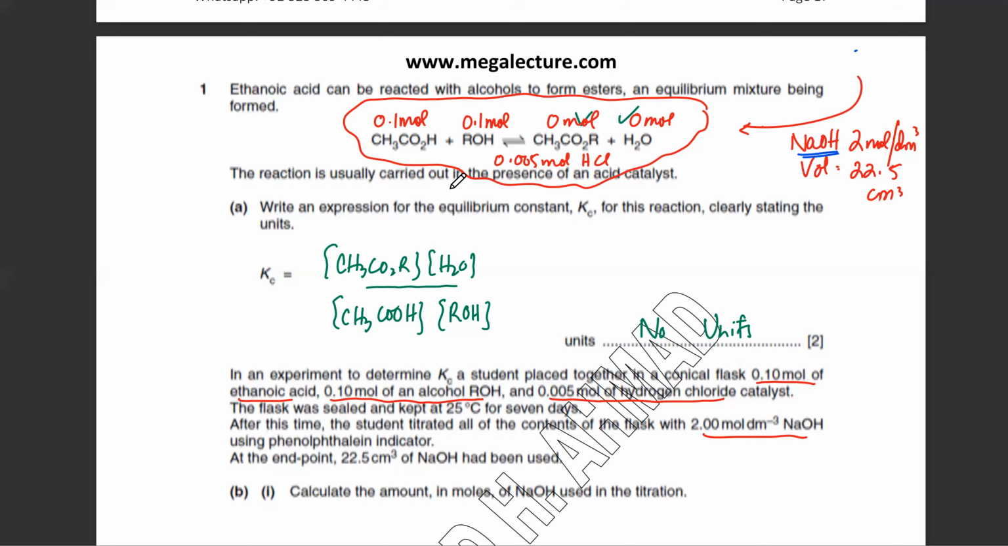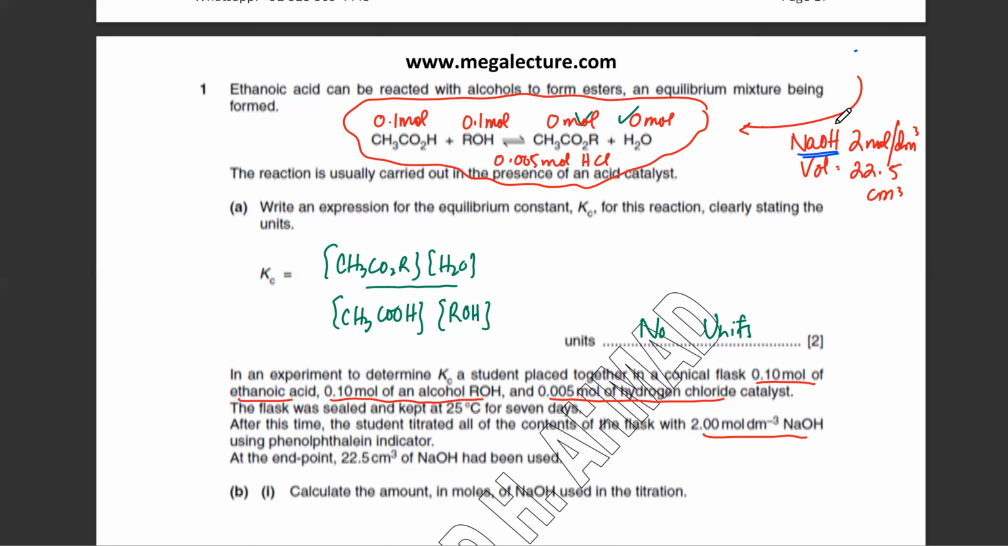Now here's your mixture. You made this equilibrium. You added 0.1 mole of this, 0.1 mole of this with the HCl catalyst. There would be some ester. Now remember, at equilibrium after several days, the quantities would be different. So the quantities are not going to be the same once equilibrium is reached.